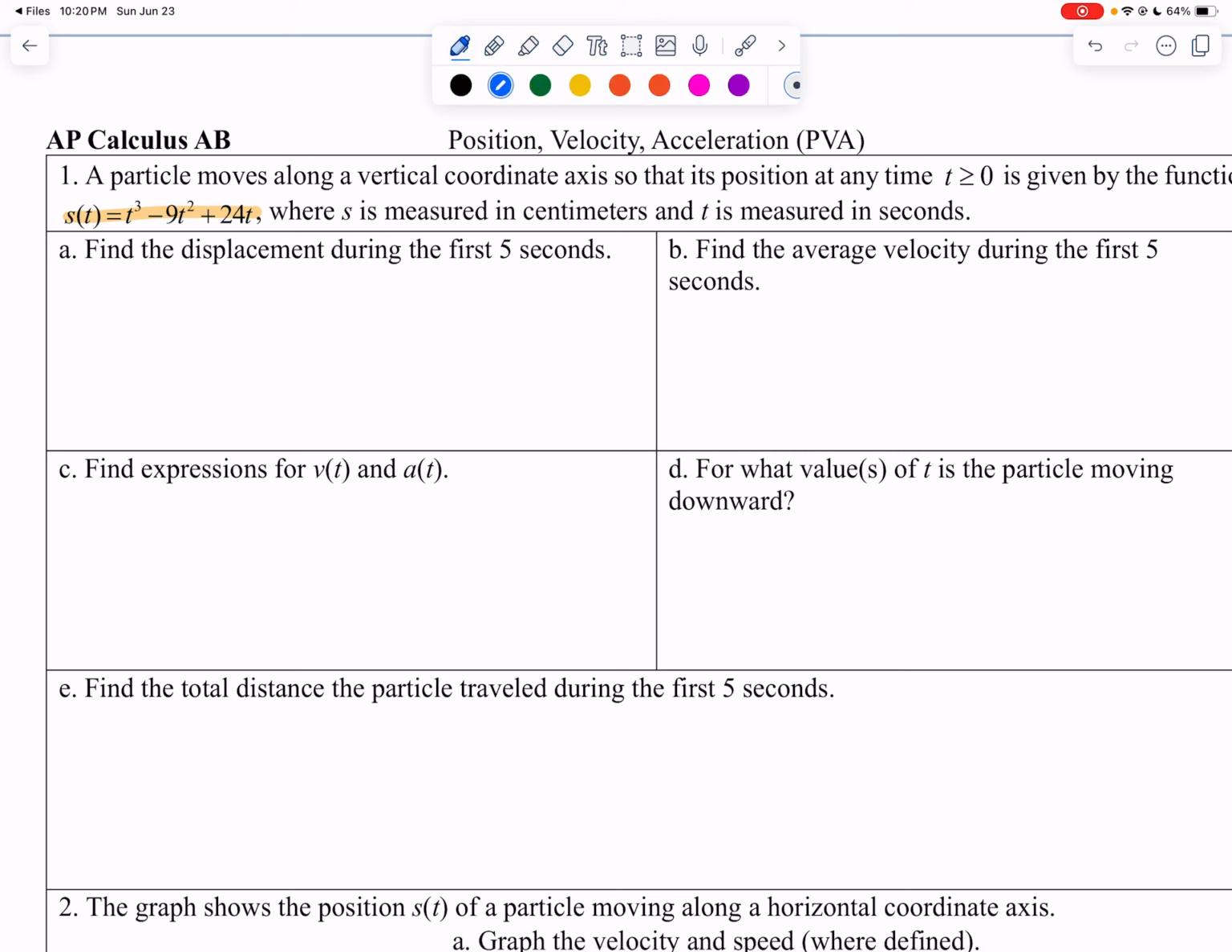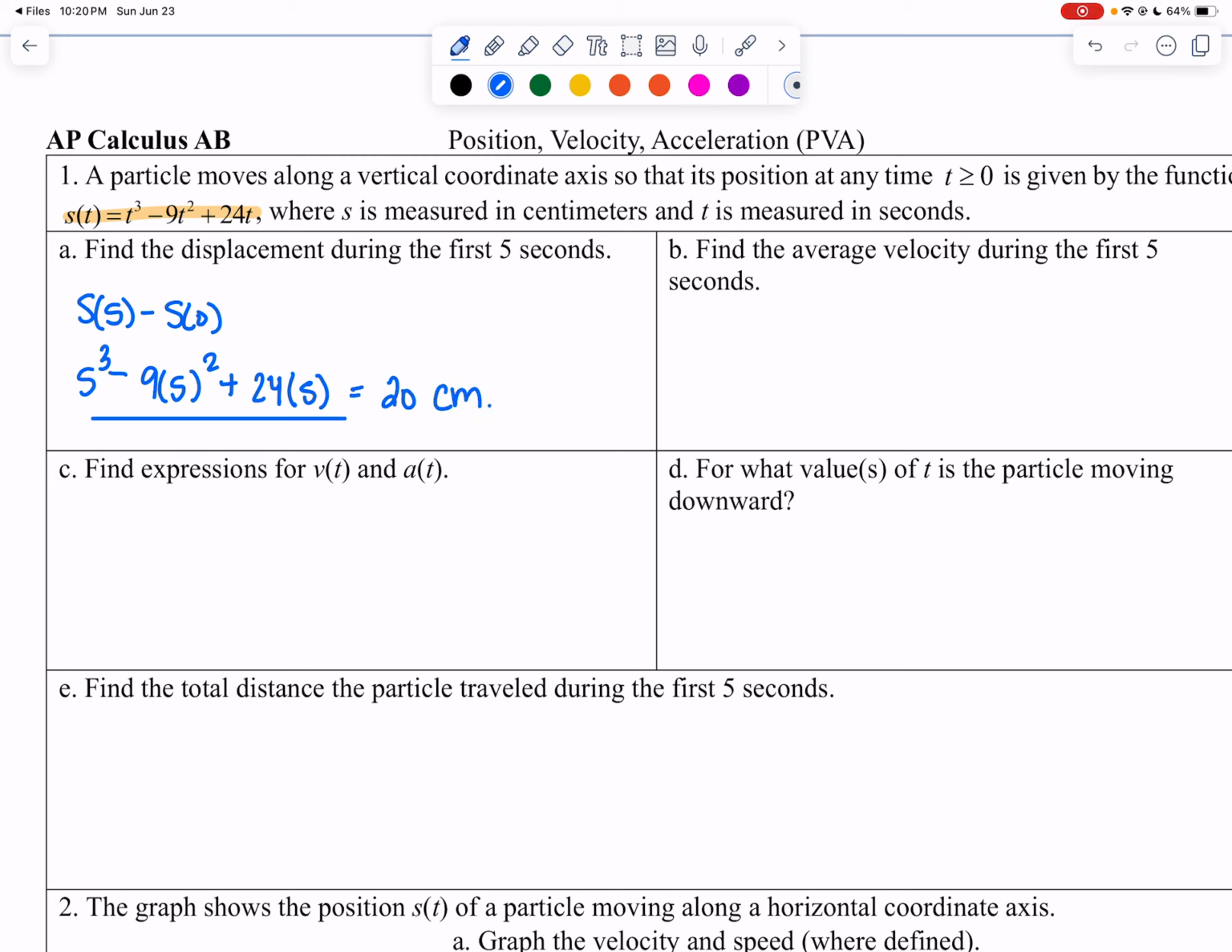Displacement is just where we start versus where we end. So we're starting at time 0, and then we have 5. So I have s of 5 minus s of 0. If I plug in s of 5, I'm going to get 5 to the third minus 9 times 5 squared plus 24 times 5. And if I plug in 0, all of this is just going to be 0. So my displacement is whatever this value is when we evaluate that. If you evaluate it, you should get 20 centimeters.